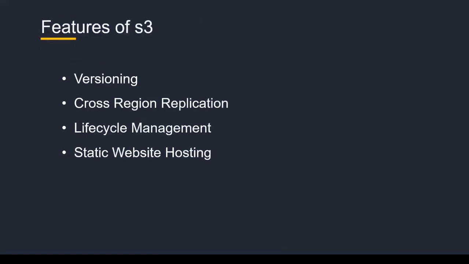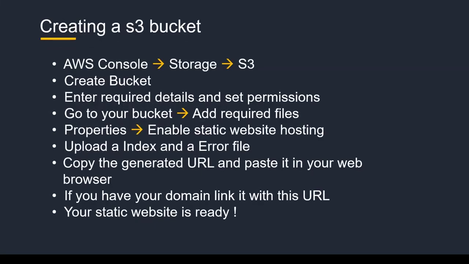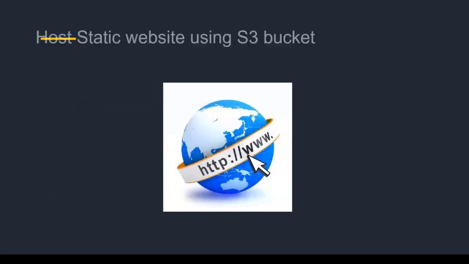So the next feature of S3 is versioning. I will show you these four different features in a hands-on session: versioning, cross-region replication, lifecycle management, and static website hosting. So you can perform these four different things over there, right? So this is the process of how to create a bucket on S3. Let's jump to our console.